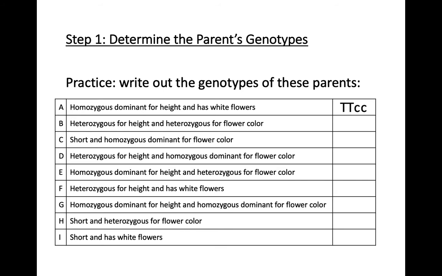Little c, right? Next one, heterozygous for height and heterozygous for flower color. Well, that's easy. What are you going to write down? Heterozygous for height, big T, little t, and heterozygous for flower color, big C, little c. That's easy. How about short and homozygous dominant for flower color? Well, what is the only genotype that is going to give you a short plant? Of course, that's little t, little t. And homozygous dominant for flower color, that's, of course, big C, big C.